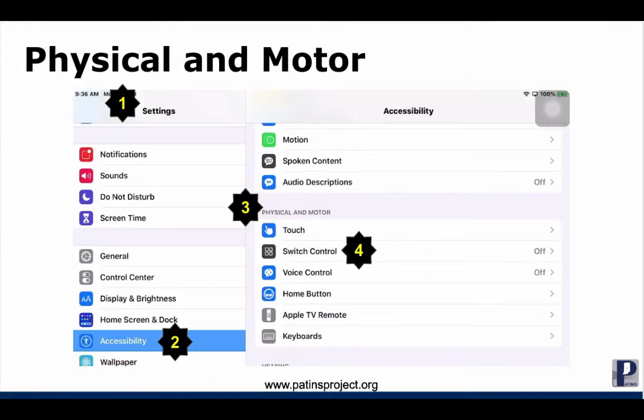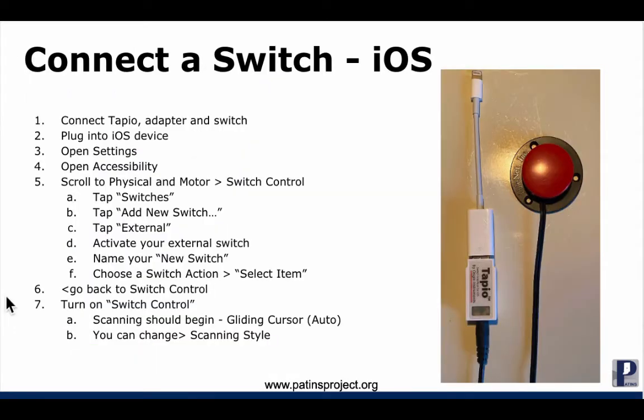All right, let's get into the settings of switch control. So you're going to go into settings, you go down to number 2 here, accessibility. Then under accessibility, you'll look at the physical and motor section here, number 3, and then switch control. That's where we're going to be working in next. Use switch control in the iOS settings.